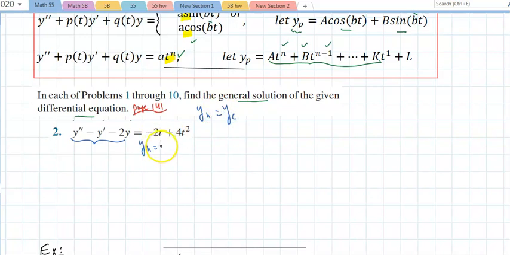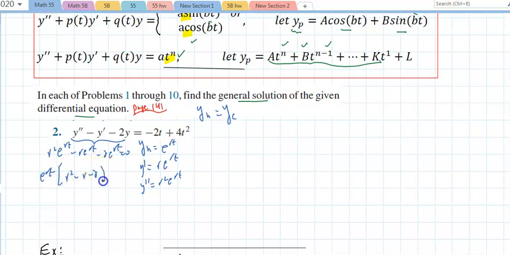I'd say let that equal e to the rt, y prime will be r e to the rt, and y double prime will equal r squared e to the rt. So this is pretty much sections 3.1, 3.3, and 3.4. That's not going to change. E to the rt times r squared minus r minus 2 equals 0. E to the rt cannot equal 0. And (r minus 2)(r plus 1) equals 0. R equals 2, r equals negative 1.